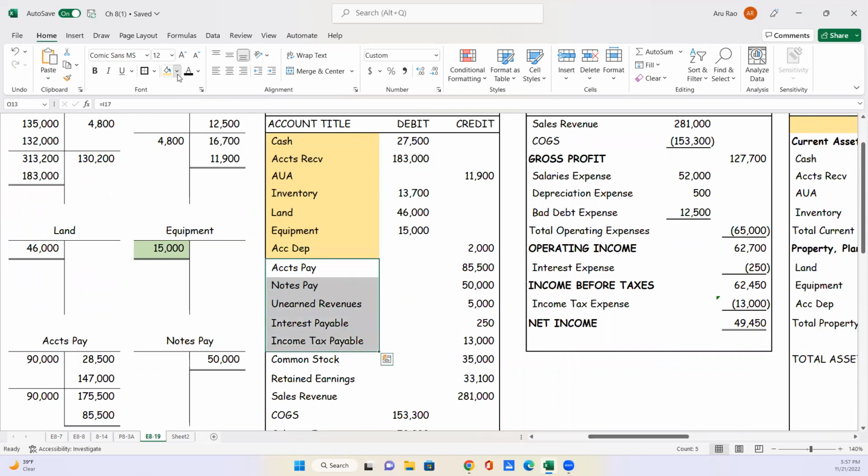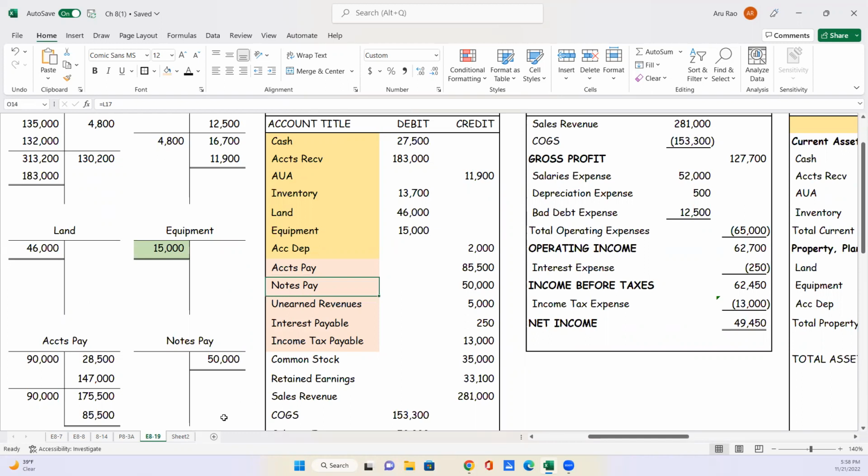So all of these accounts are liabilities. Are any of them current or are any of them long-term really? Because they all look like current liabilities. Accounts payable by definition is always current. So it's only this notes payable.